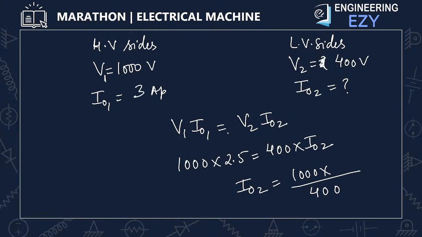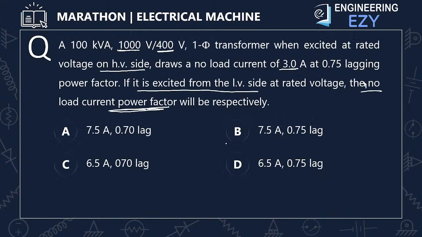3 ampere. So if you write, it is coming 2.5 multiplied by 3, 7.5 ampere. So the correct answer is 7.5. Sai is asking, sir, how do we calculate the power factor? No load power factor remains the same whether it is excited at the high voltage side or at the low voltage side. So the correct answer is, if it is 0.75 lagging, it remains the same 0.75 lagging and current is 7.5 ampere.